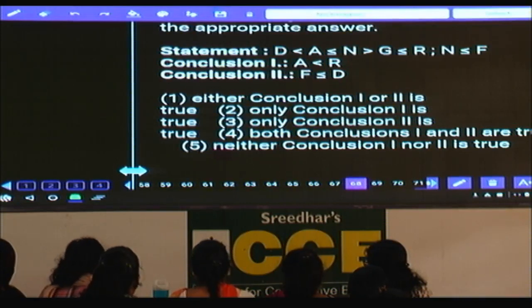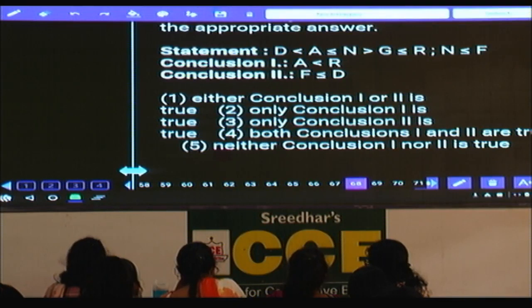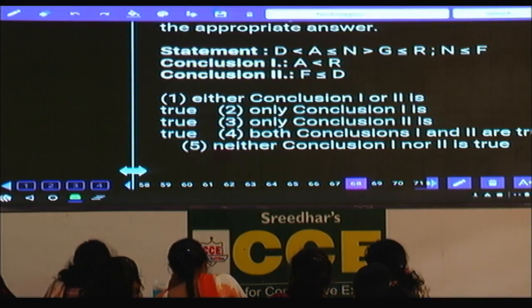Then coming to 68, the relation between a and r, two opposite symbols, d and f. Now in between d and f, d is here, f is here, isn't it? Hence, tell me whether it is followed or not. Now between d and f, d lesser than n lesser than or equals to f. Hence, it does not follow.